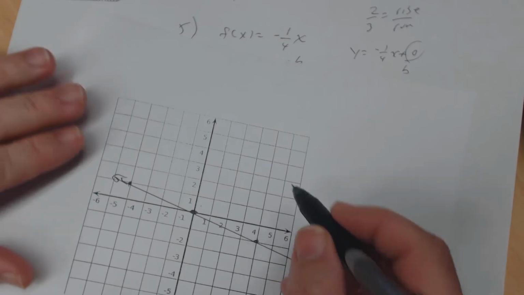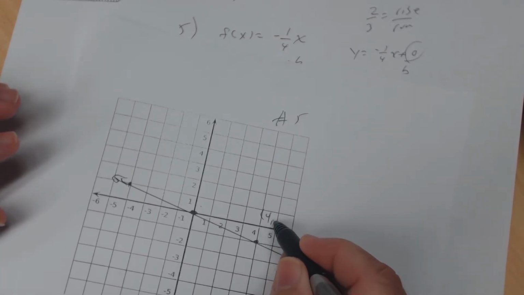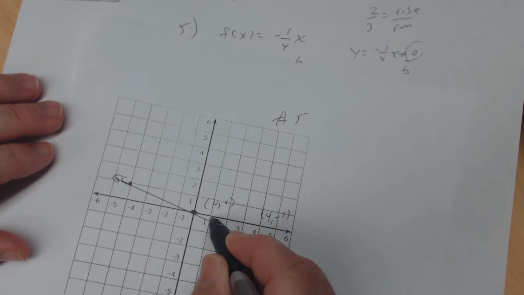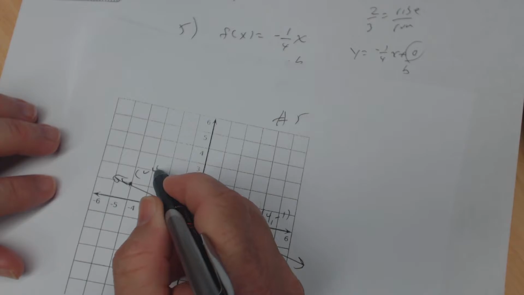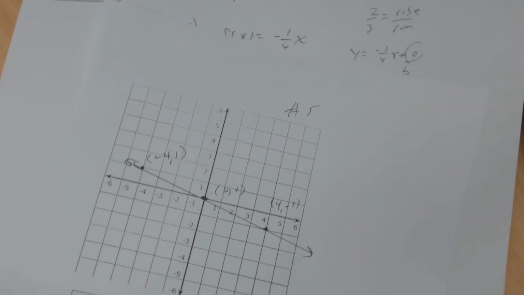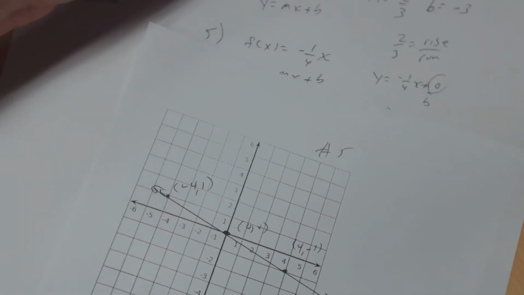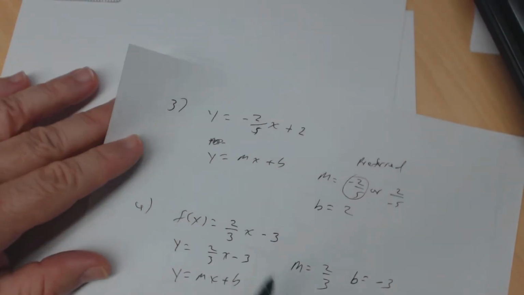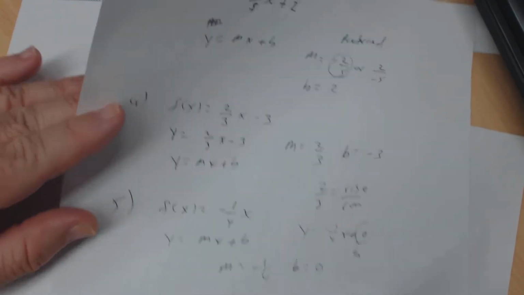All right, again, if they say to label it, this was number 5. If they say to label it, this point would be 4, -1. 0, 0 is the origin. And this point is -4, 1. Okay? All right, now, so notice all we did here was talk about slope-intercept form. Y equals mx plus b.